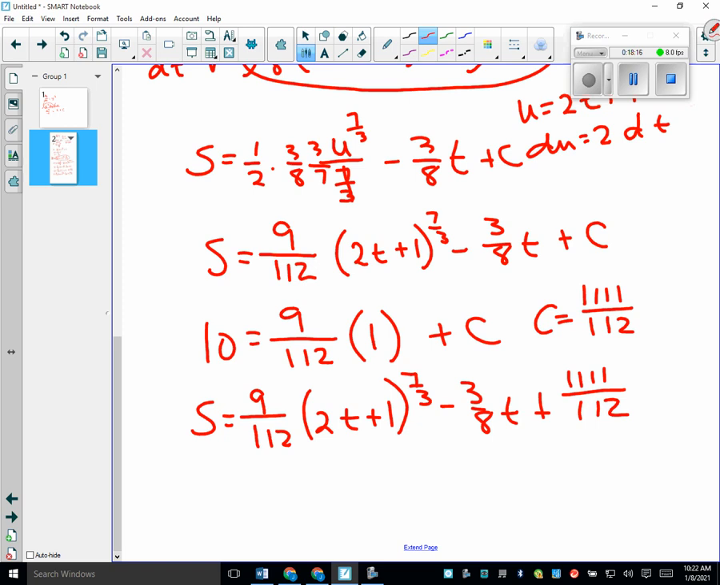A ball is thrown upward from the surface of the earth with initial velocity of 96 feet per second. What is the maximum height it reaches?